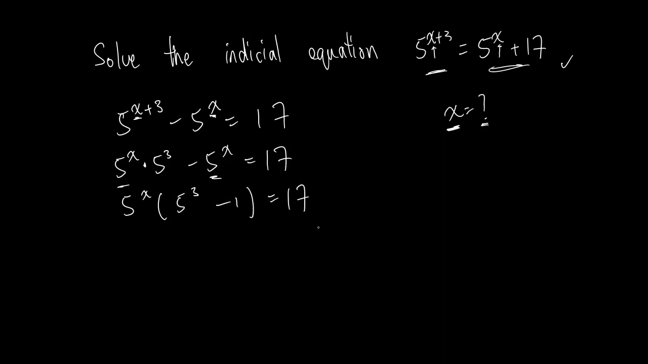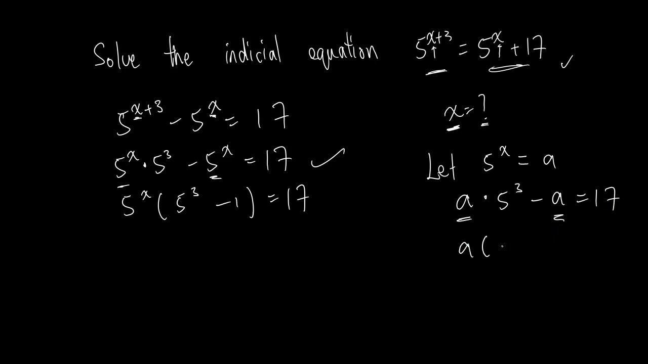The idea of factorizing the 5 to the power of x is something like this. Let's say we let the 5 to the power of x be any sort of number, let's say a. So we can rewrite this equation as a multiply 5 to the power of 3 minus a equals to 17. Now you see that you have common a on both sides, right? So you can factorize a, and then we have 5 to the power of 3 minus 1 equals to 17.